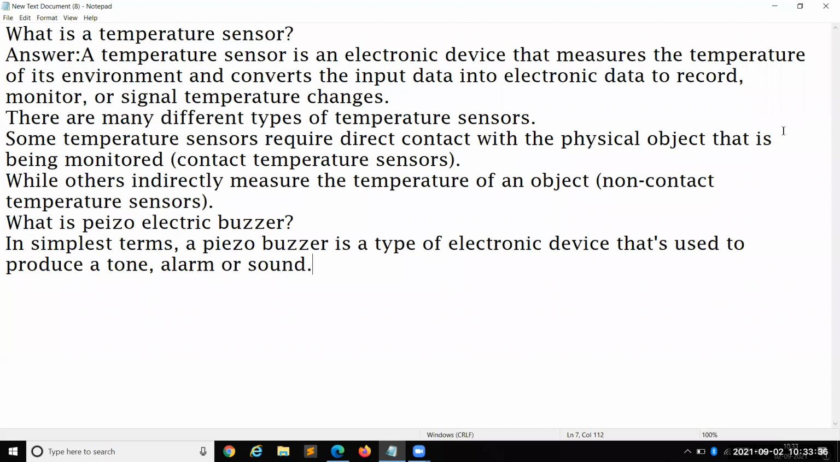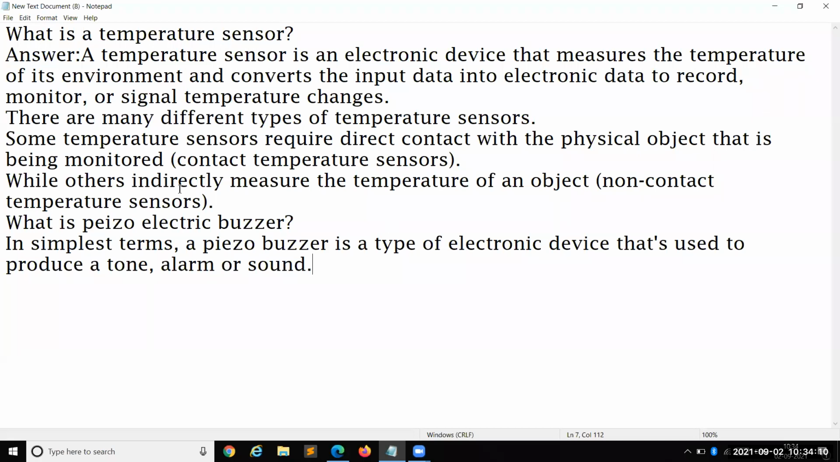It is a sensor that is used to measure the temperature of the environment. Okay, and there are many types of temperature sensors. One is called the direct contact temperature sensor, and the other is called the contactless temperature sensor. With a contact temperature sensor, the person or the environment has to come in direct contact with the sensor, and only then can the sensor detect its temperature and work accordingly.